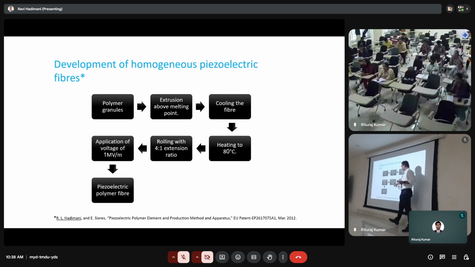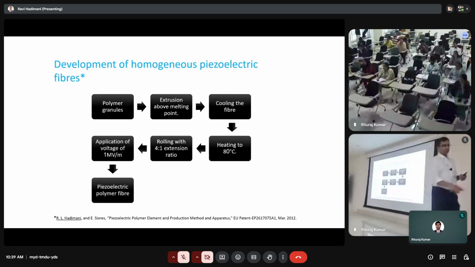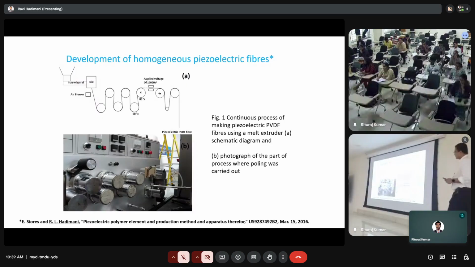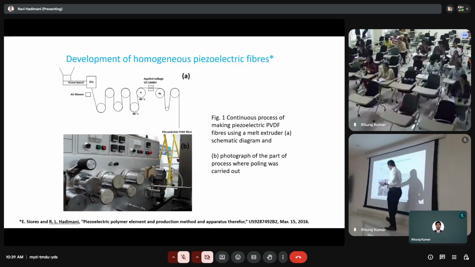This process will give you the beta phase. You convert all the alpha phase. Here, when you extrude, the fiber is in alpha phase, and here it becomes beta phase. You get a piezoelectric fiber. Okay, so here is the hopper that melts, and the fiber comes here.